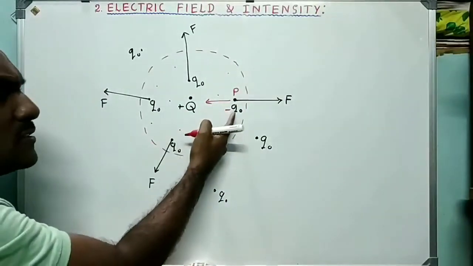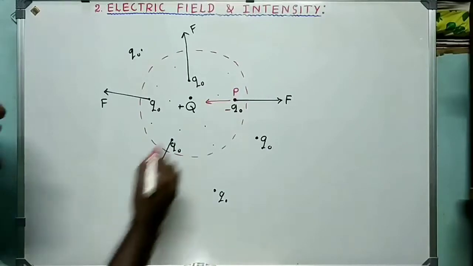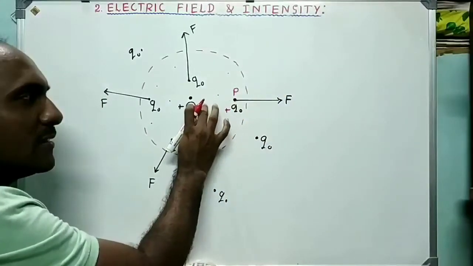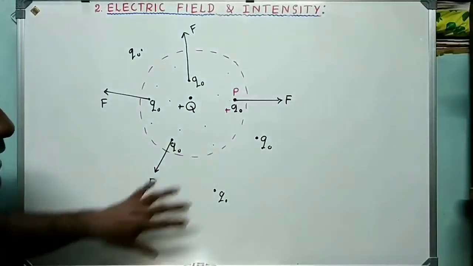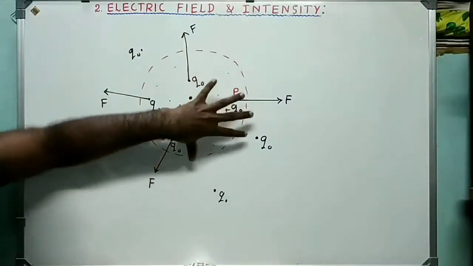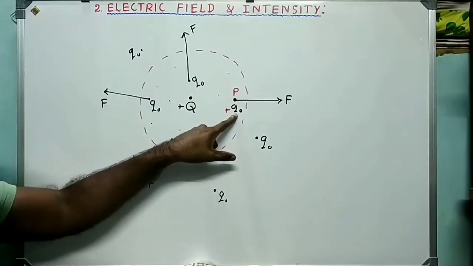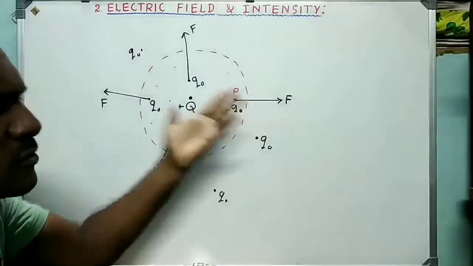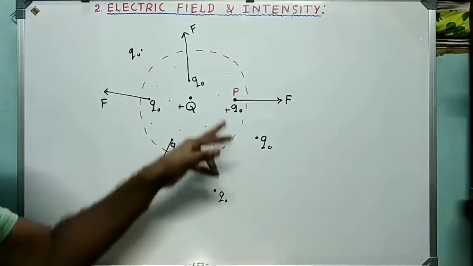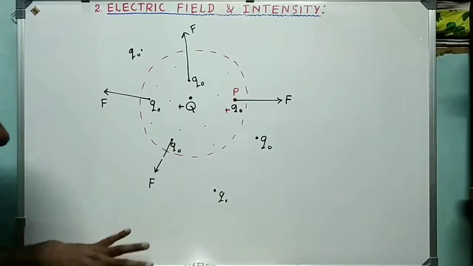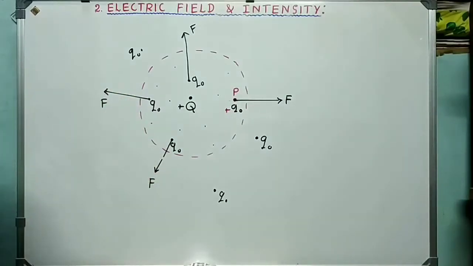That is, it experiences the electrostatic attractive force. Here it is plus. That's why it is repelling in this direction. Keep it in mind. Okay. In this way, there is a particular region, a particular space around the charge where a test charge experiences the electrostatic repulsive force or attractive force, which depends upon the nature of the charge, whether they are like or unlike. Getting that? In this way, what is the definition of electric field?